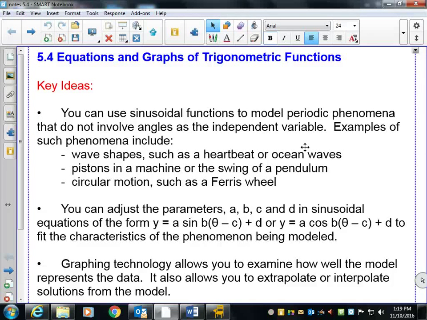So today we're going to look at 5.4, equations and graphs of trig functions. We're looking at more word problems, basically. You can use sinusoidal functions to model periodic phenomena that do not involve angles as the independent variable. For example, some wave shapes like the heartbeat or the ocean wave, pistons in a machine, as well as Ferris wheels, swings, pendulums. Okay? You do that by adjusting the A, B's, C's, and D's.